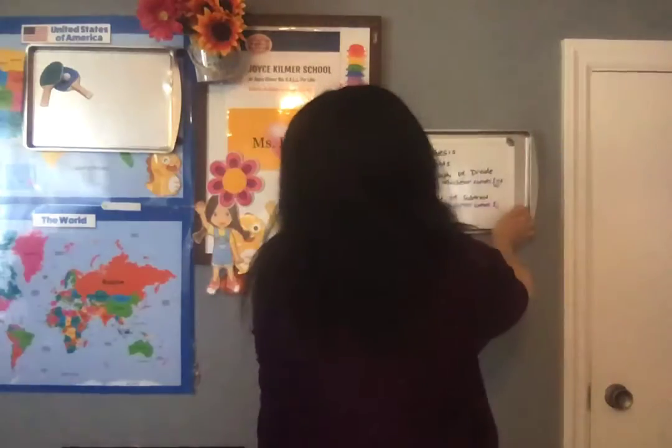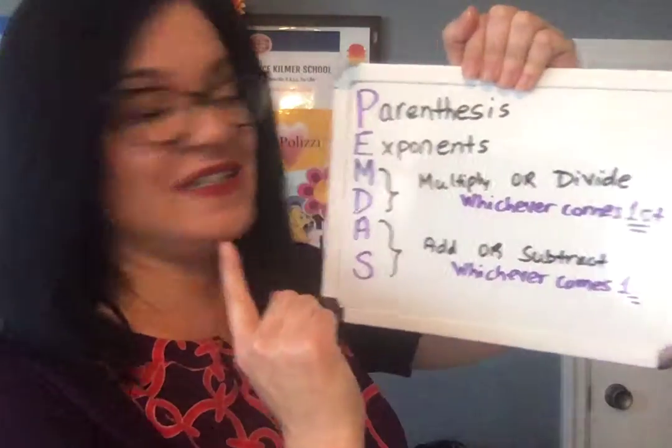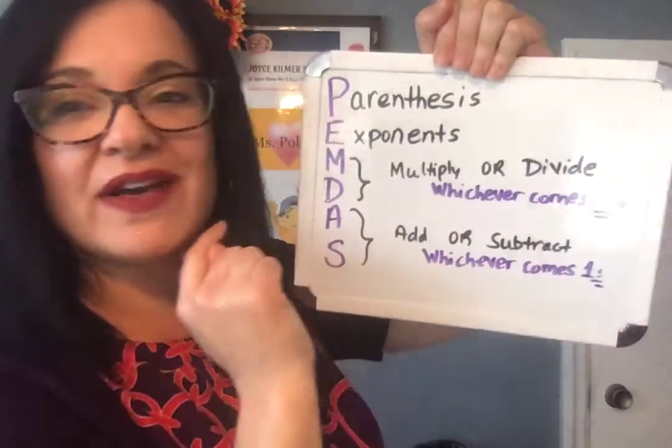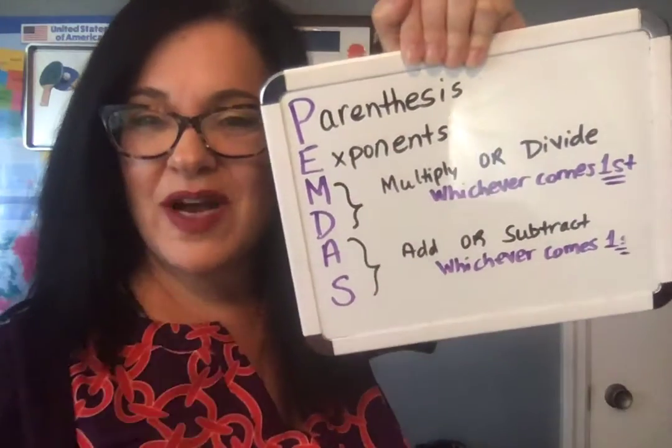Today I feel like playing some ping pong because P is for ping pong. Well, in math, when we talk about the order of operations, what does P stand for? I wonder. P stands for PEMDAS. P parentheses, E exponents, M D multiply or divide, whichever comes first, add or subtract, whichever comes first.